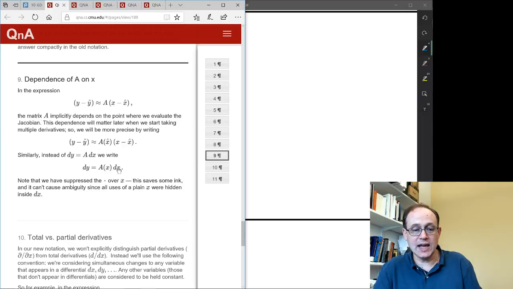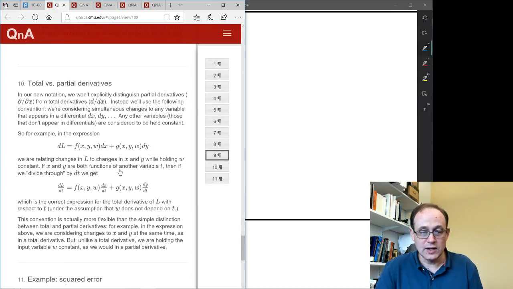And we had a more compact notation, dy equals A of x dx. This means the same thing. It's basically saying that we just have the linear part of a Taylor series for expressing the change in y as a function of the change in x. Here we've written x for the point that we evaluate the Taylor series at, and dx for the change in x.